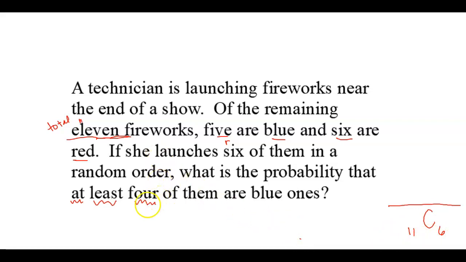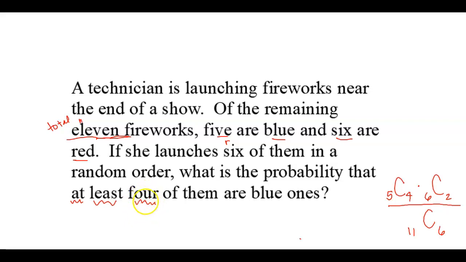Now let's first look at what happens if it's exactly 4 blue ones. If it's exactly 4 blue ones, then I would take the number of blue, so I have 5 blue, and I would choose 4 of them. Now if I choose 4 blue and there's 6 I'm choosing altogether, that means there's 2 I have to choose from the other color, so there are 6 red, so that would be 6 choose 2. So this is just the probability for when there is exactly 4, but we need to look at the probability for when there are at least 4 blue ones.